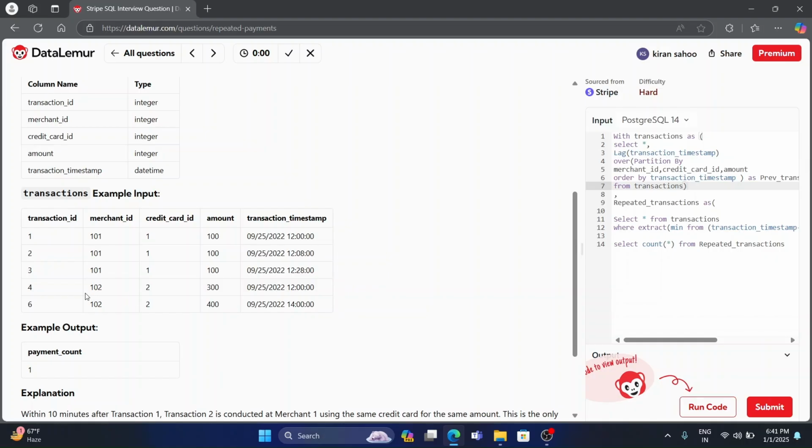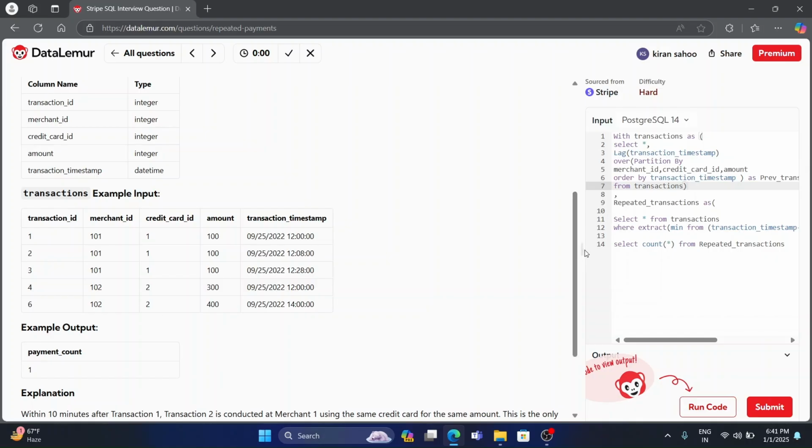In the next scenario, transaction IDs 4 and 6, the merchant ID and the credit card ID are the same, but the amount is different. That means this is not a repeated payment. So within this whole table, we got only one scenario that meets the repeated payment criteria. So in the output, it was written as 1.